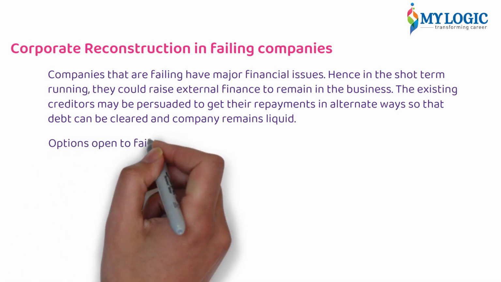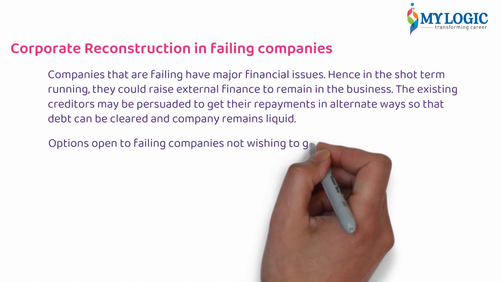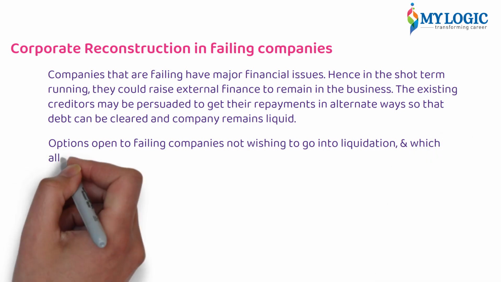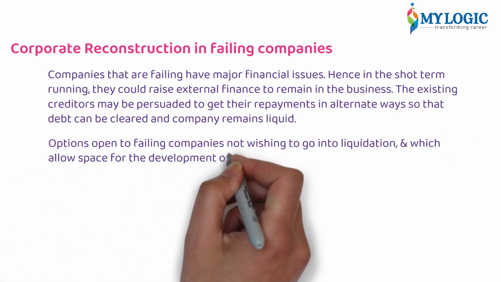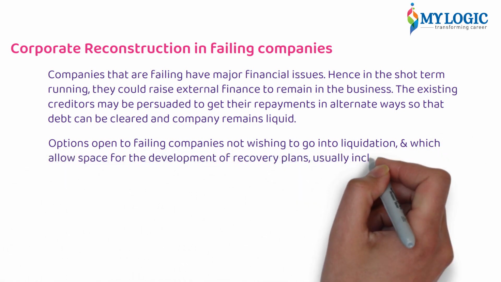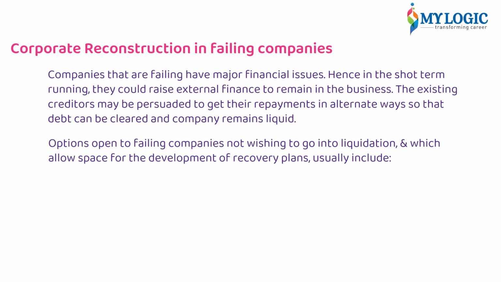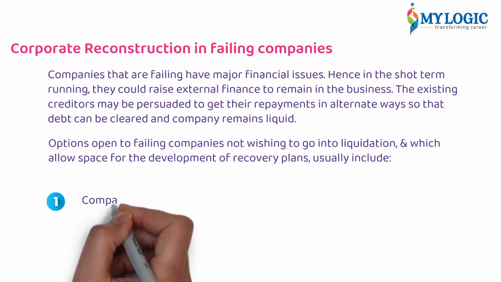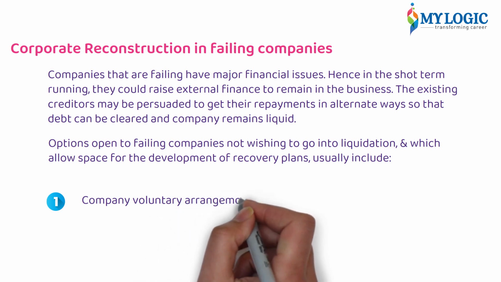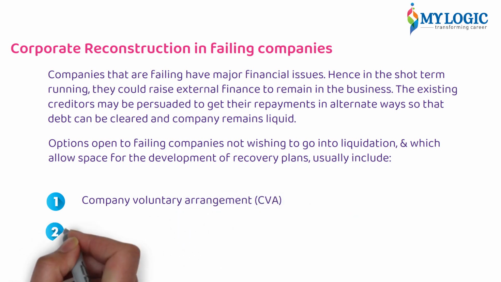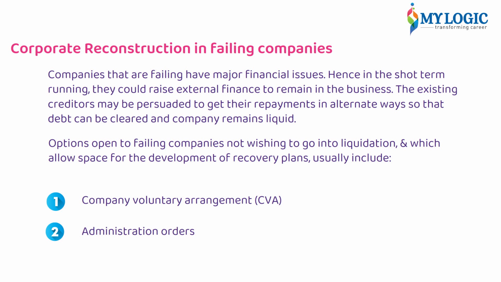Options open to failing companies not wishing to go into liquidation, and which allow space for the development of recovery plans, usually include: Number 1. Company Voluntary Arrangement, CVA. Number 2. Administration Orders.